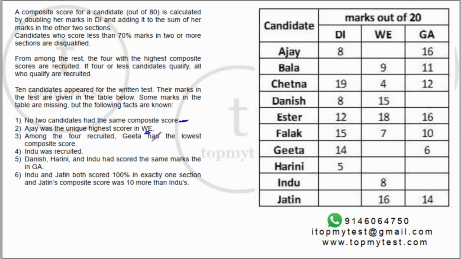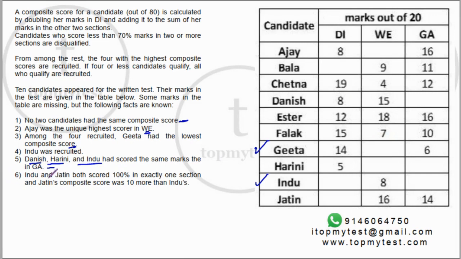Among the 4 recruited, Geeta had the lowest composite score. So we know Geeta was recruited. Indu was also recruited, and Indu and Jatin. Danish, Harini and Indu had scored the same marks in GA. These 3 had the same marks. We don't know about that, we'll come to that later.